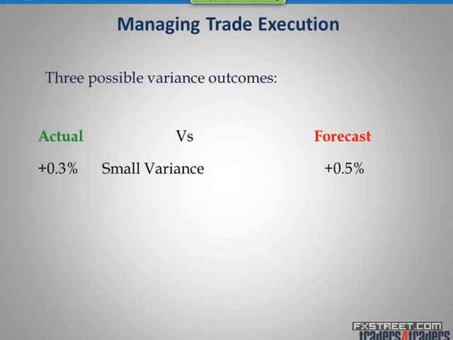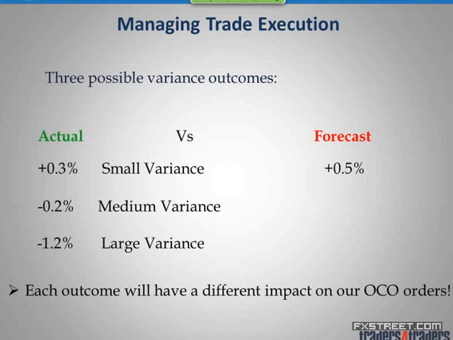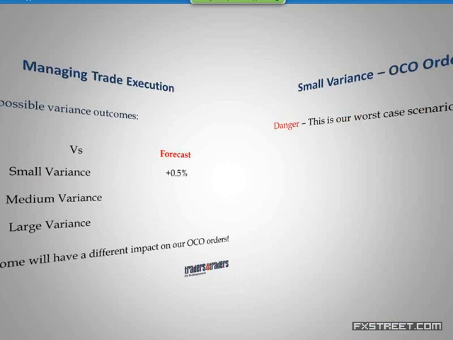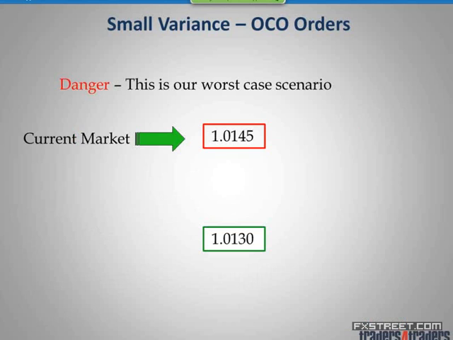Okay, so just looking at the 3 possible outcomes, say we're looking at a weaker number here. You can have a smaller variance, say 0.3, a medium variance of minus 0.2, or a larger variance of minus 1.2%. There are 3 different scenarios here, and the currency will do 3 different things around those levels of variance. Now, if your execution is efficient, you'll know exactly what to do in these structures. So say, for instance, we had a small variance, and this is obviously not an ideal situation for us.